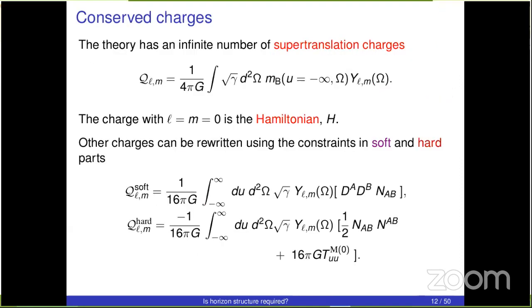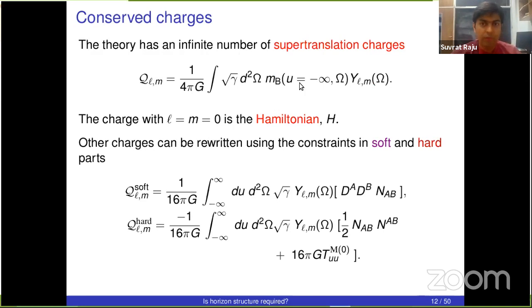Okay. Now there's something that we knew, but we've learned to appreciate more in the past few years, a lot due to the work of Strominger and collaborators. And that is the fact that this theory has an infinite number of what are called supertranslation charges. These supertranslation charges are taken by taking this Bondi mass aspect near the past boundary of future null infinity and just integrating it with various kinds of spherical harmonics. There is one charge which is going to be of special interest, which is the charge when I don't have a spherical harmonic at all. I just integrate the Bondi mass, and that, as I said previously, is the Hamiltonian. And of course, there are many other charges, a super infinity of other supertranslation charges.